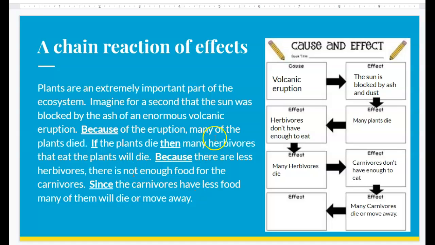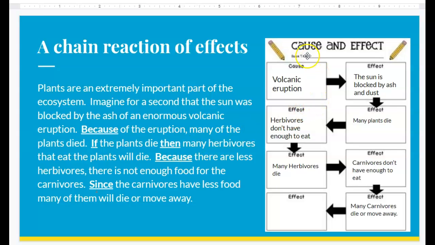Plants are an extremely important part of the ecosystem. Imagine for a second that the sun was blocked by the ash of an enormous volcanic eruption. Because of the eruption, many of the plants died. If the plants die, then many herbivores that eat the plants will die. Because there are fewer herbivores, there is not enough food for the carnivores. Since the carnivores have less food, many of them will die or move away.